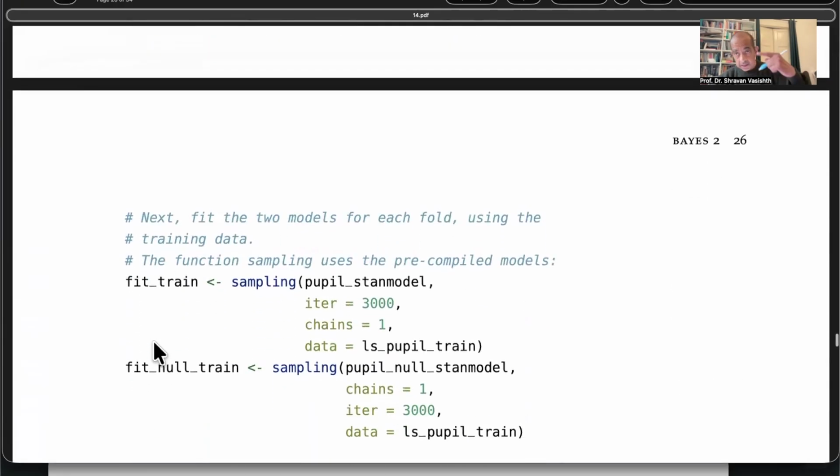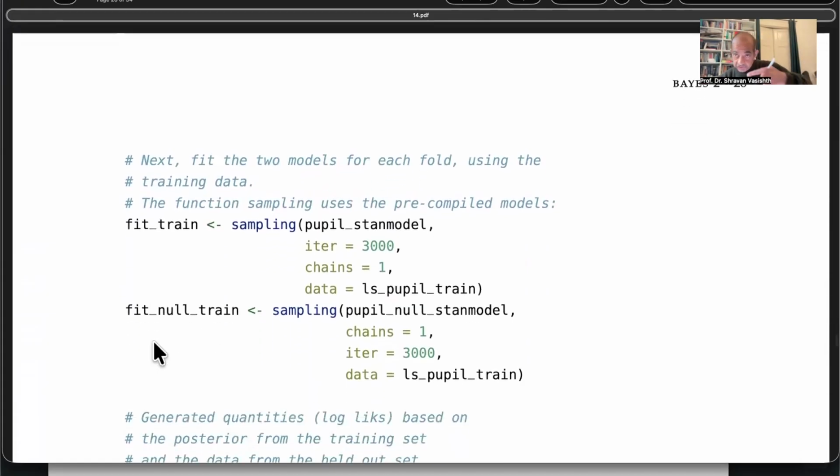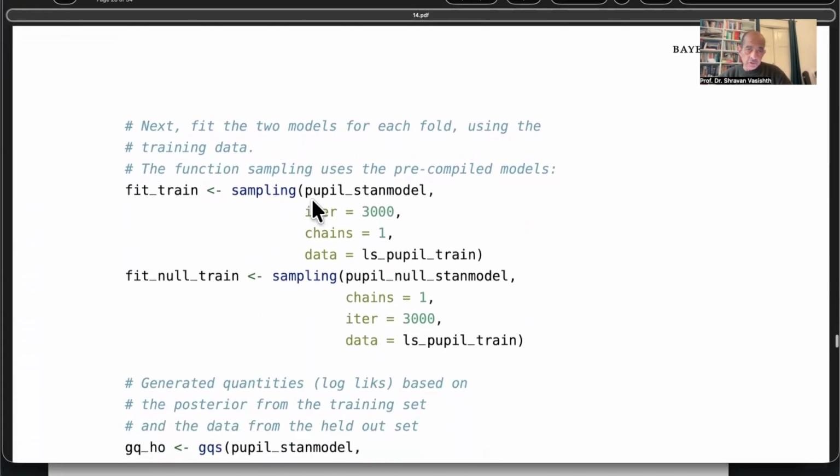Okay, so then the next step, k is equal to 1 still. Okay, I'm working through the first iteration now. Then what we do is we take our compiled stand model that we set up using stan_model, and then we use this sampling function which uses the precompiled model. Notice 3000 iterations, 1 chain, and the data that we set up for training for the fold equal to 1. So this gives us posterior samples of the parameters after we have trained the model on the training data in the first fold.